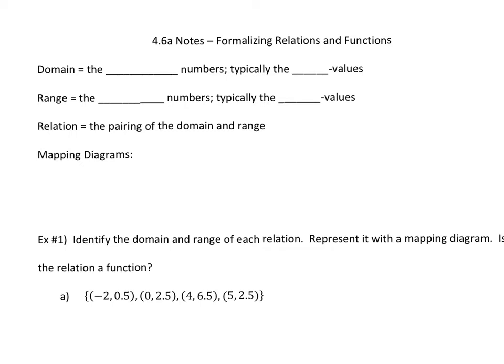So formalizing relations and functions. We're going to talk about domain and range. So starting with domain, okay, that's the input numbers. It's the numbers that you're going to put into a function. Typically, your x values are your domain. And then the range are the output numbers. And those are typically the y values. They don't have to be x and y, but for what we're going to do, they will always be x and y. So that's domain and range.